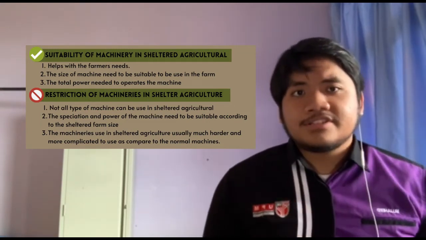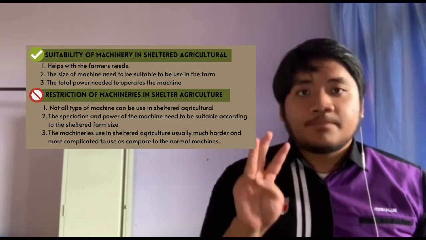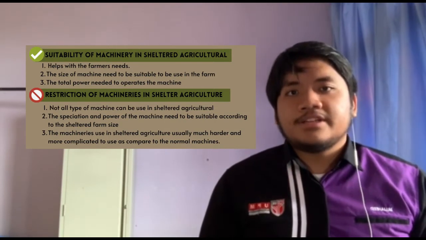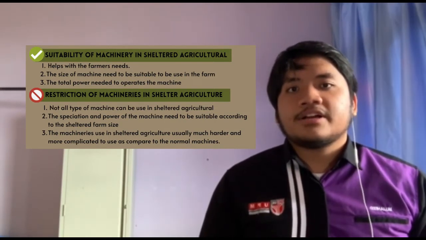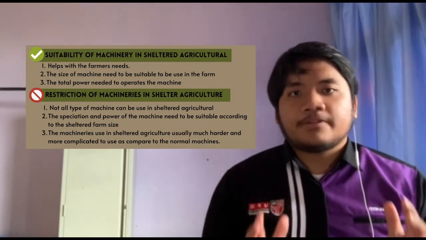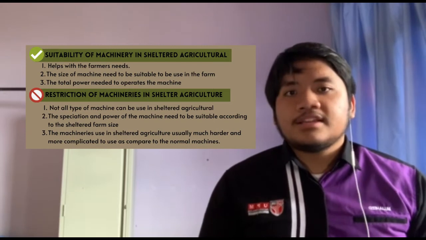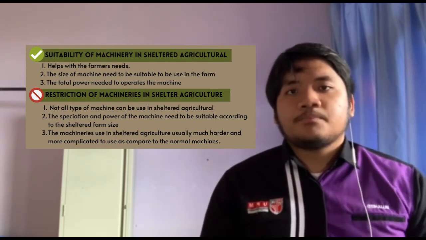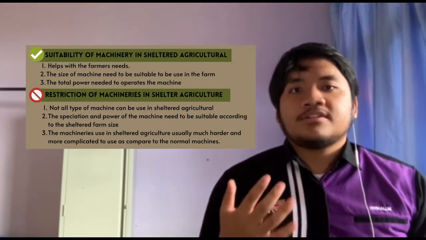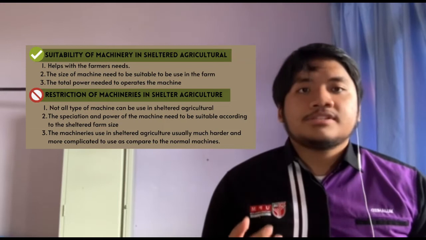Okay, restriction of machinery in sheltered agriculture also has 3 points. The first point, not all types of machine can be used in sheltered agriculture due to the limitation of space for the machine to operate. By this, it means that we not only need to study the function of the machine before purchasing it, but we also need to know the size of it so that it can be used optimally in our sheltered farm.